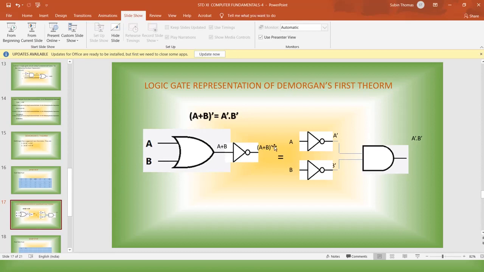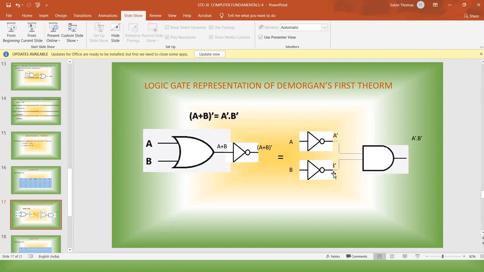That will produce A plus B the whole complement, which is equal to, and you have to generate the right side output. Right side, the first one is A complement. A complement means you have to use a NOT gate. So here the NOT gate is here, whose input is A and the output will be A complement. Second NOT gate, this one, whose input is B and the output will be B complement.